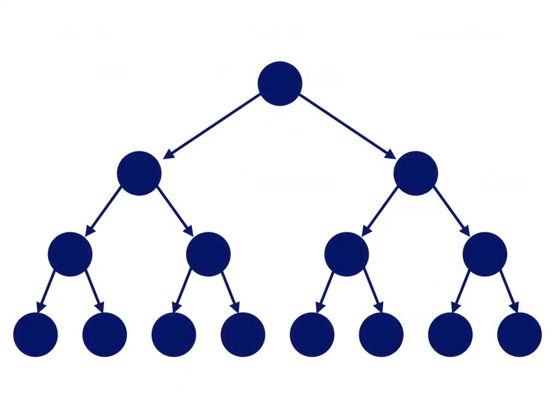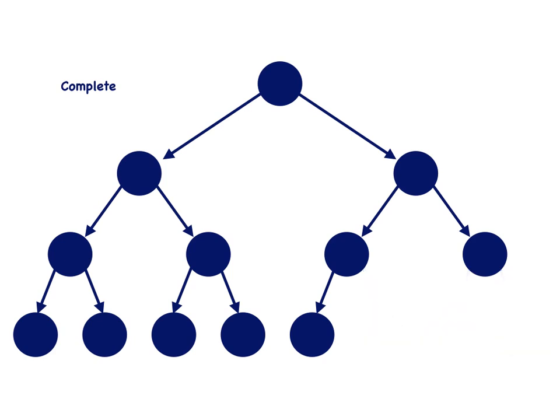Now, another property that binary heaps have is that they must be complete. And what I mean by that is the tree must be completely filled from top to bottom, from left to right, with the exception of the last row. And even if the last row isn't full, it still needs to at least start from the very far left and be completely filled from left to right.